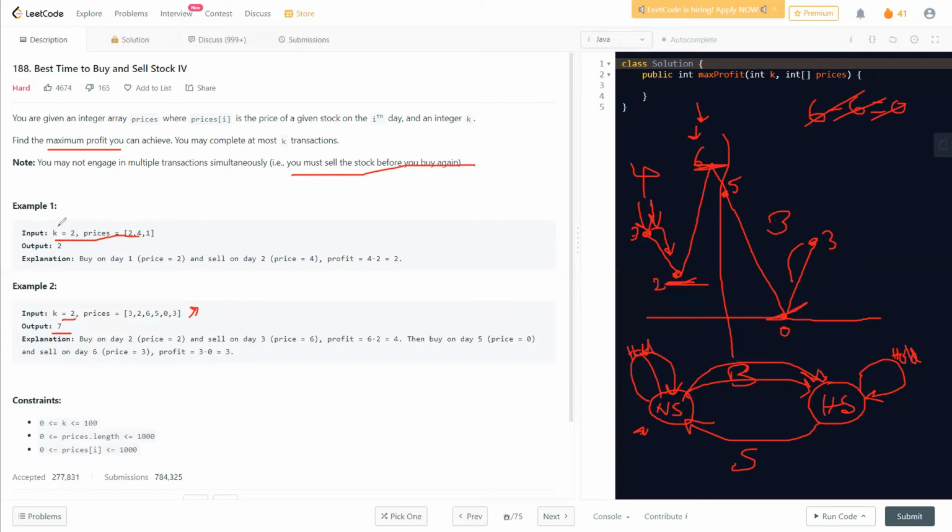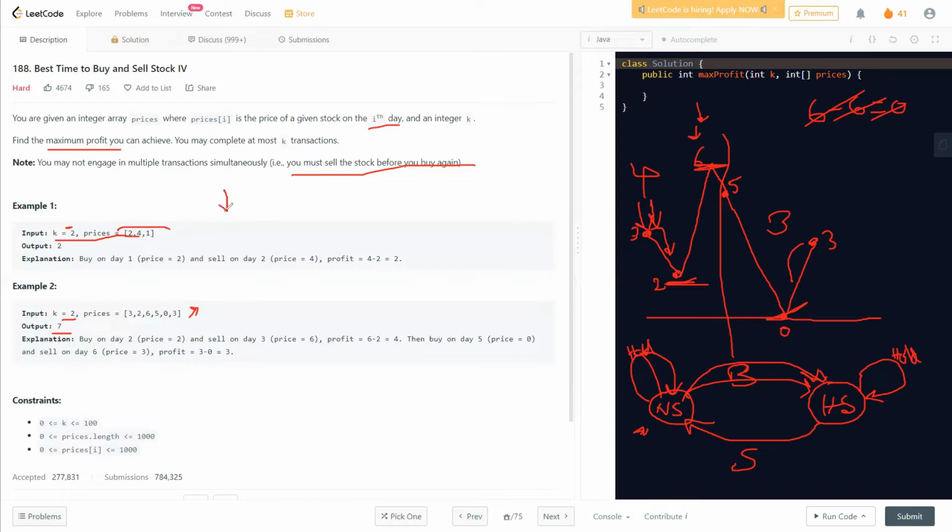Case one is where K is two, okay, and the prices are like the price. How many prices are possible? It's like how many days are there? It's like three. So in 3 days, without looking at K, how many transactions can you do in this current situation?